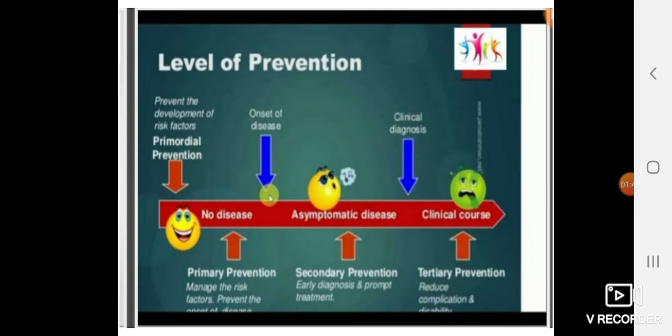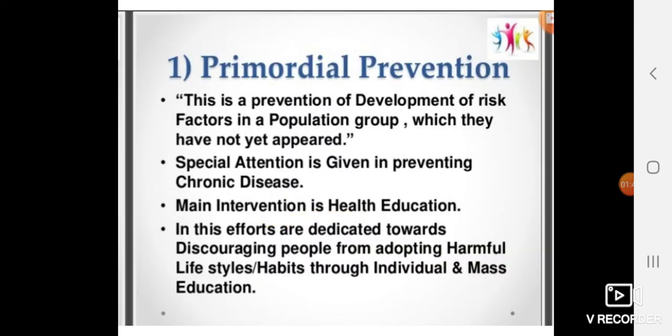We'll discuss the first one, primordial prevention. Primordial prevention is preventing the development of risk factors in a population group where they have not yet appeared. That point we need to underline. The disease has not yet appeared or occurred in the community or society, and that disease condition is going to be prevented, or special attention will be given to preventing chronic disease. The main intervention is through mass media or health education.